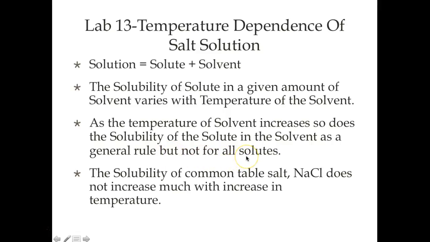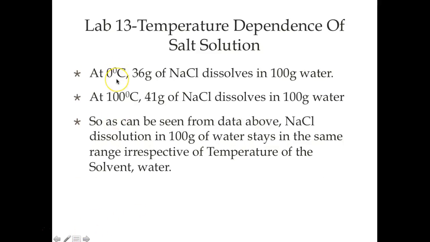But that doesn't mean it applies to all solutes, right? Sodium chloride, for example, its solubility hardly changes. Even if you take the temperature up to 100 degrees centigrade, its solubility doesn't change much. So at 0 degrees centigrade, when it's freezing, about 36 grams of sodium chloride can dissolve in 100 grams of water. Now, when you bring that temperature to boiling temperature, 100 degrees centigrade, you would imagine that more of the sodium chloride can then dissolve in 100 grams of water. And it does marginally, 41 grams.